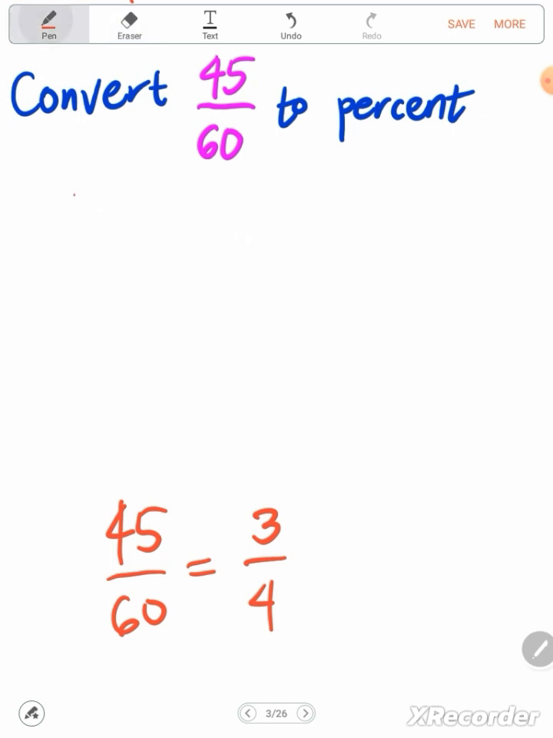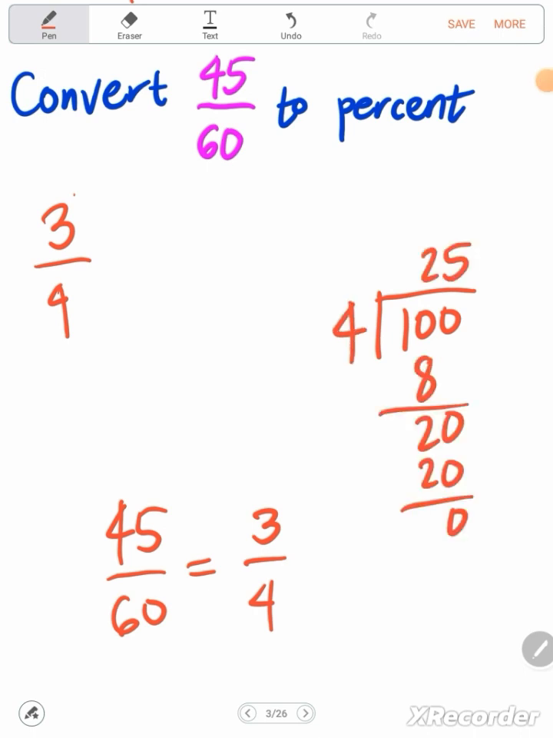Now let's copy down 3 over 4, and how can we make the denominator 100? So let's divide 100 by 4, and 100 divided by 4 is 25. So we will multiply both the numerator and denominator by 25.